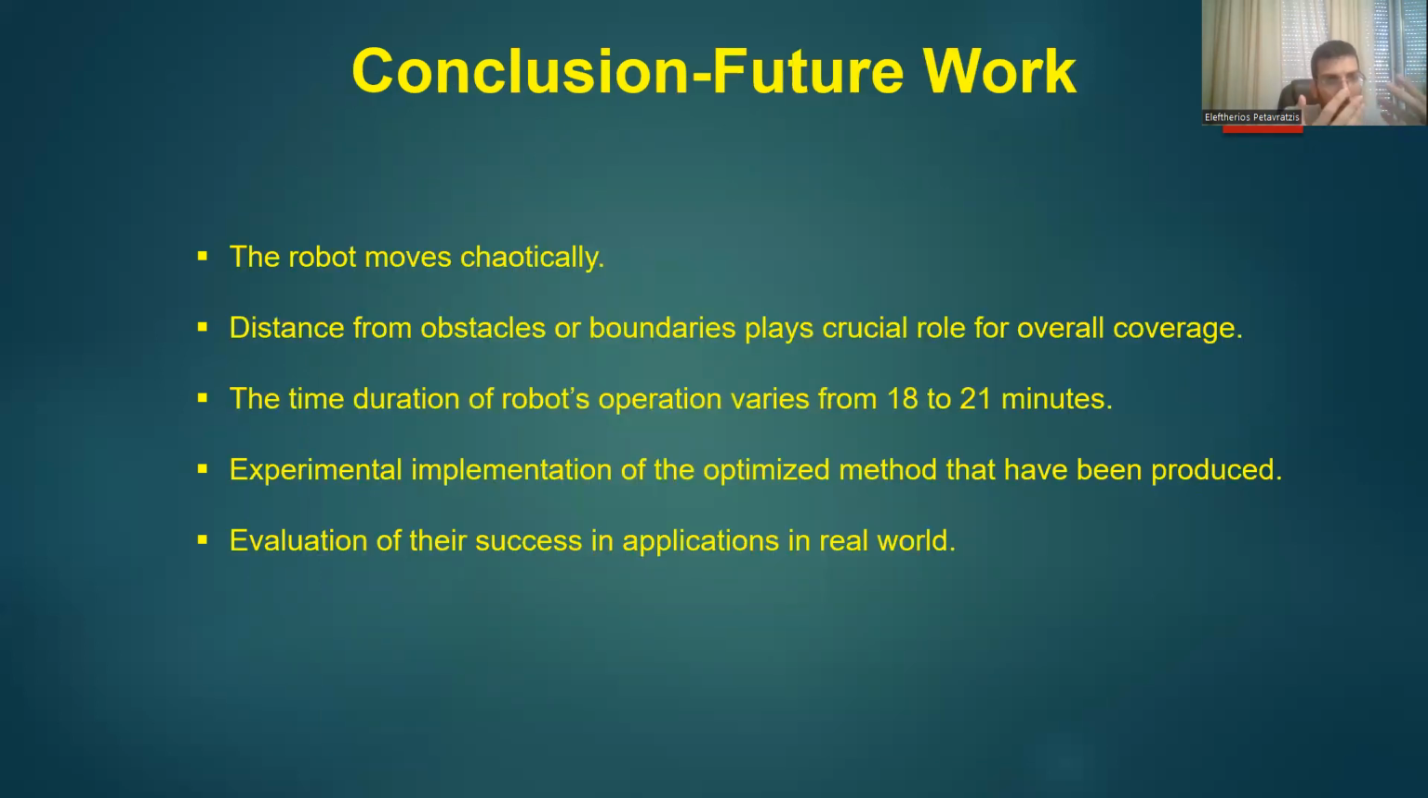So, to conclude, we can say that our robot can move chaotically. The distance from obstacles or boundaries plays a crucial role for overall coverage, as you can notice from the statistical analysis that we have done. The duration of the robot's operation varies from 18 to 21 minutes, and it depends on whether our battery is fully charged or not.